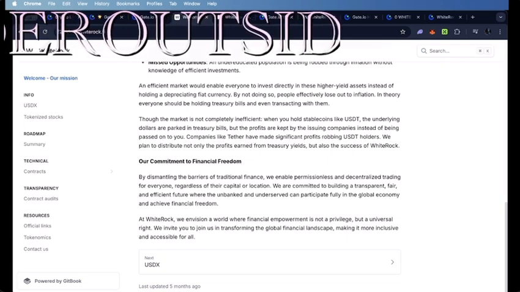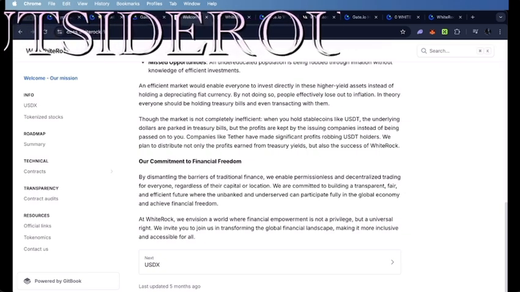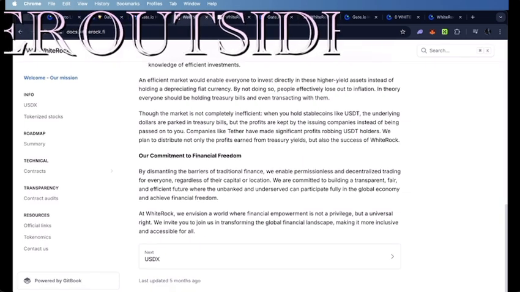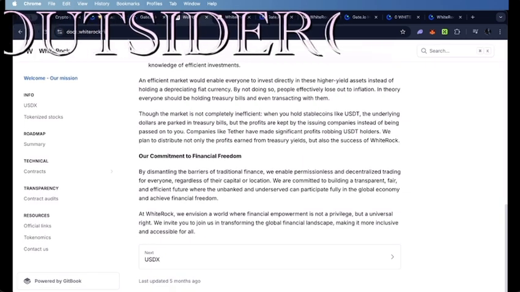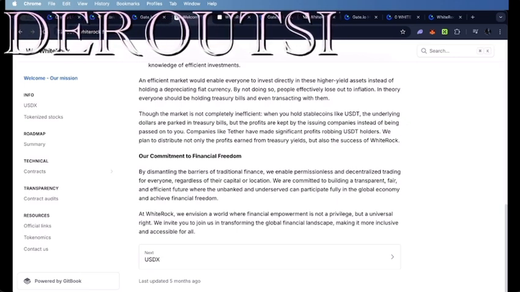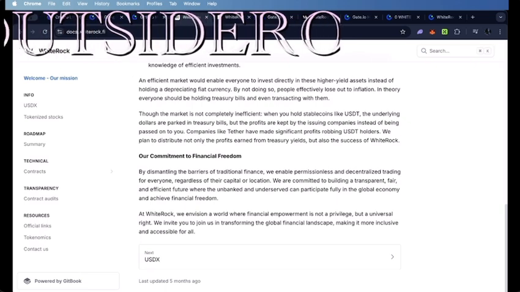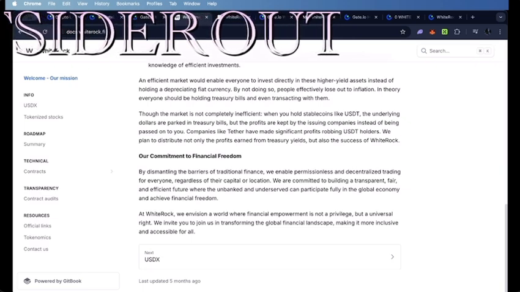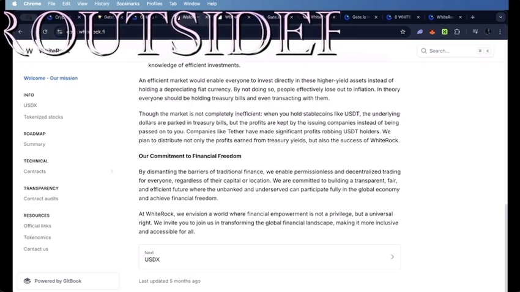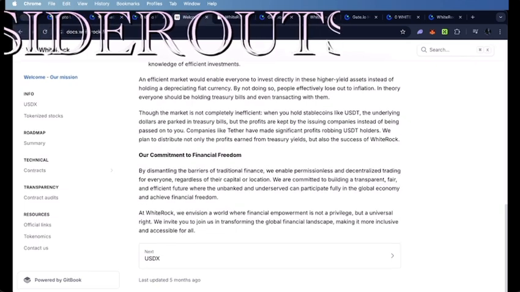Companies like Tether have made significant profits robbing USDT holders. We plan to distribute not only the profits earned from treasury yields, but also the success of the platform. Our commitment to financial freedom, by dismantling the barriers of traditional finance, enables permissionless, decentralized trading for everyone, regardless of their capital or location. We are committed to building a transparent, fair, and efficient future where the unbanked and underserved can participate fully in the global economy and achieve financial freedom.